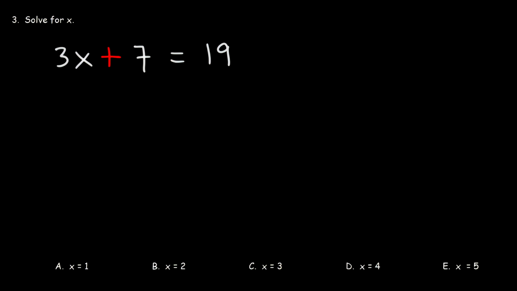Number 3, solve for x. So what do we need to do in order to solve this equation? In order to find the value of x, we need to get x by itself on one side of the equation. So that means the 3 and the 7, somehow we need to move it to the other side. So notice that 7 is added to 3x. The opposite of addition is subtraction. So to get rid of the 7 on the left side, we need to subtract both sides by 7.